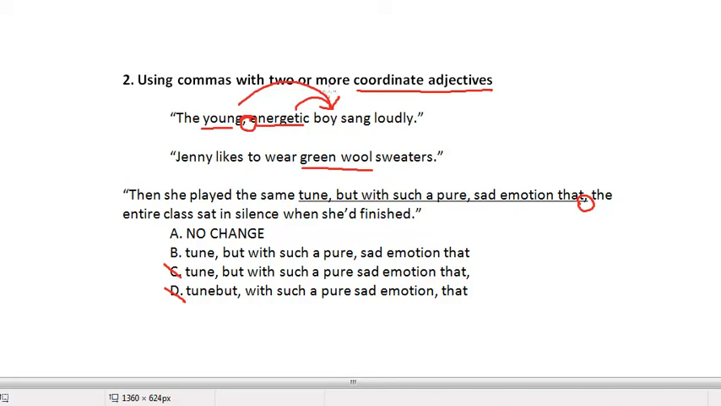Usually when we're using the word "that," we're trying to connect two parts of the sentence. So it's usually like something, "that," something. But we don't usually put a comma after this word because they're both connected together. Since it's not necessary to have this comma, we can eliminate option A and then go with a simpler answer, which is option B.